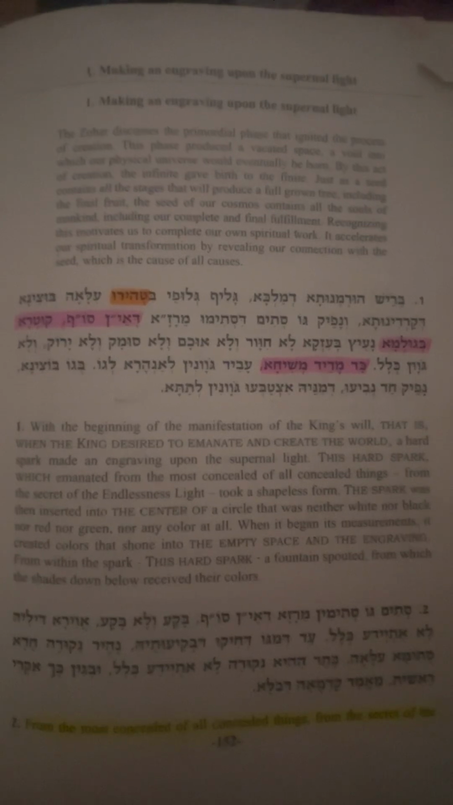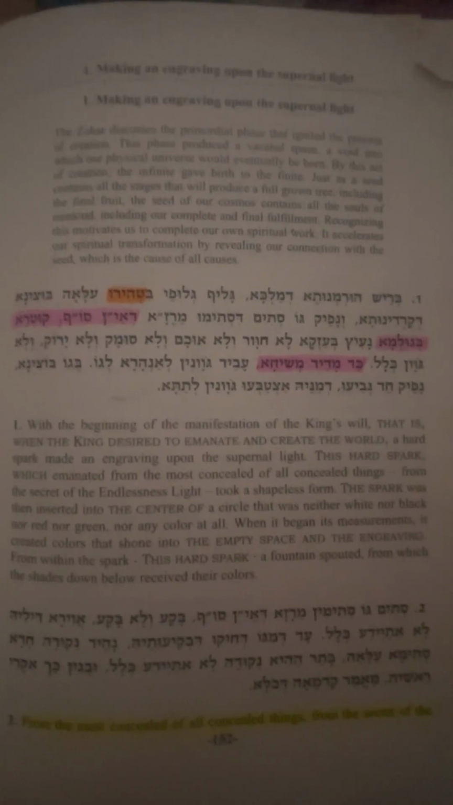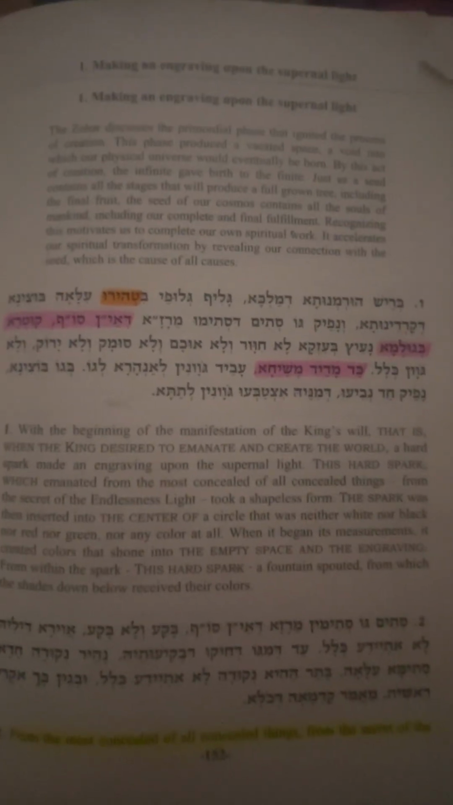So with this being said, contemplate all of these things very carefully, and we'll continue them deeper in Gate 8.